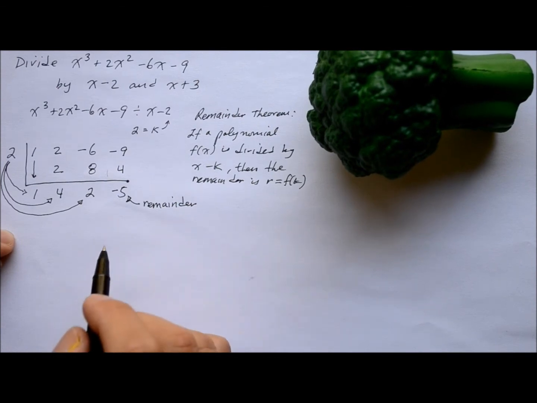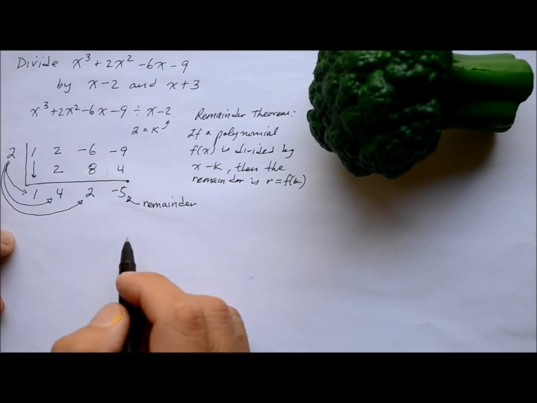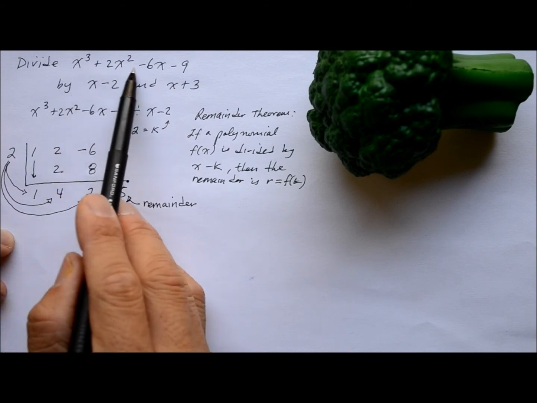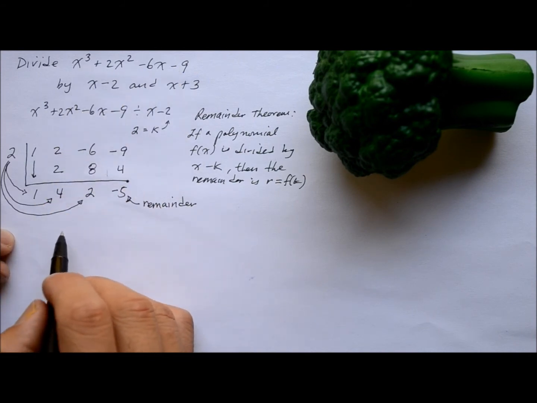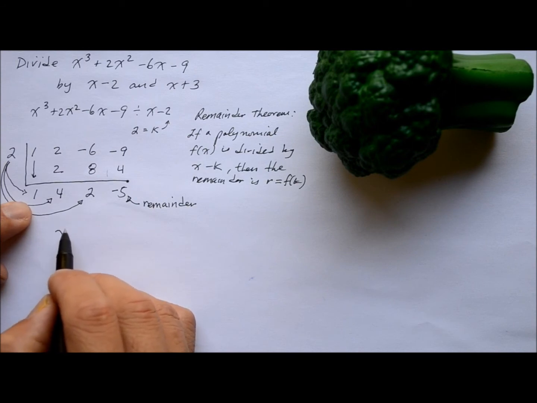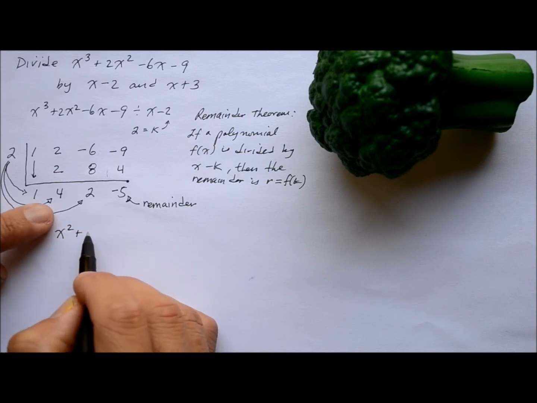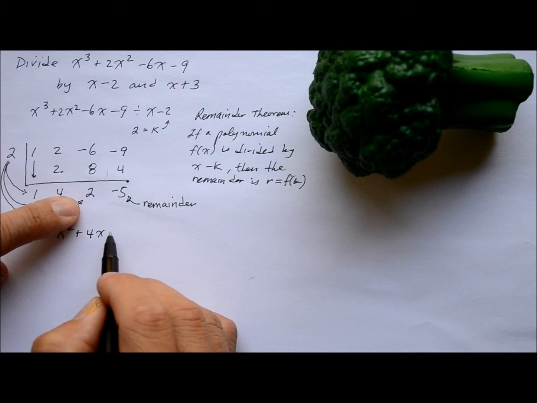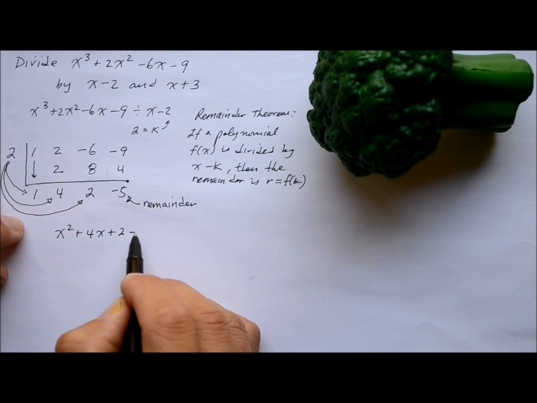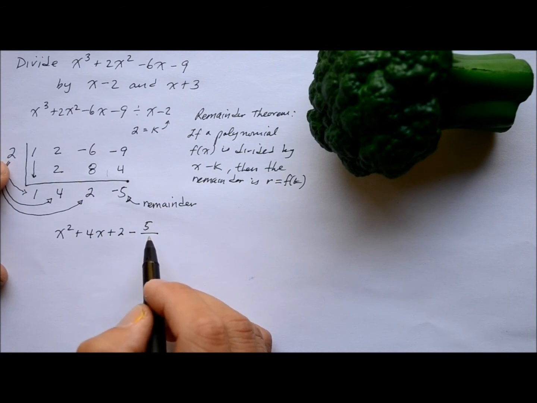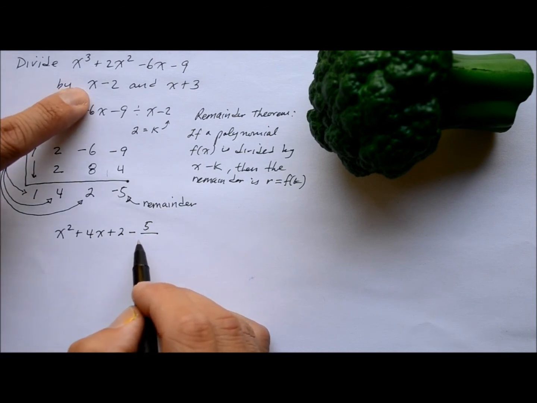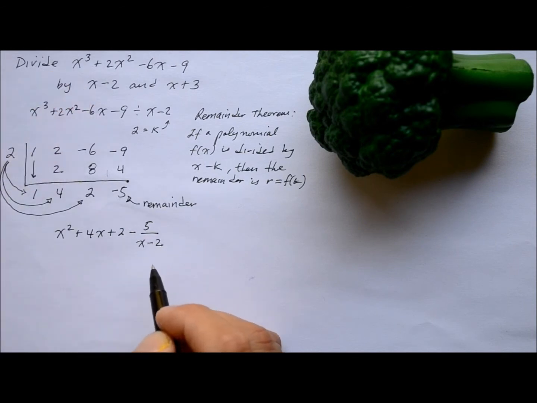And so the answer, the quotient of this polynomial and the binomial x minus 2, is written as 1x squared plus 4x plus the constant 2, minus 5 over the binomial, the original x minus 2.